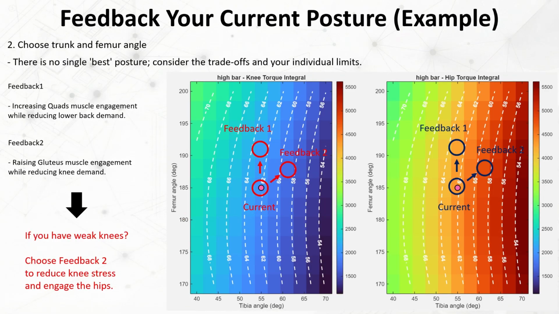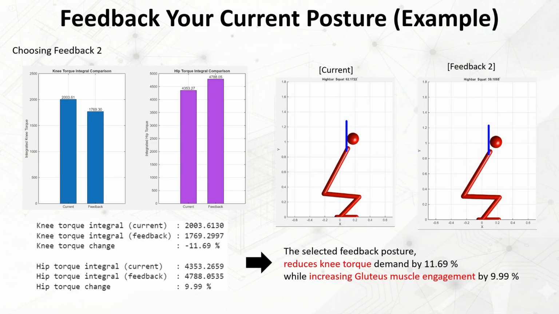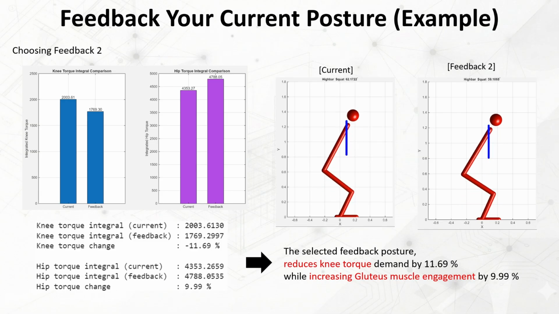Considering the limits, our tool allows users to choose their optimization goal. Feedback number 1 focuses on increasing quadriceps engagement. Feedback number 2 focuses on raising gluteus engagement while reducing knee demand. For users with weak knees, our tool suggests feedback number 2 to shift the load from the knees to the hips. By adopting the feedback number 2 posture, the user can reduce knee torque demand by 11.69% while increasing hip muscle engagement by nearly 10%.